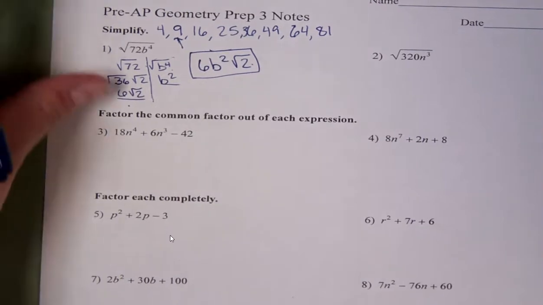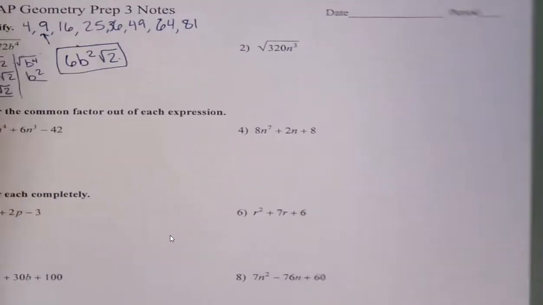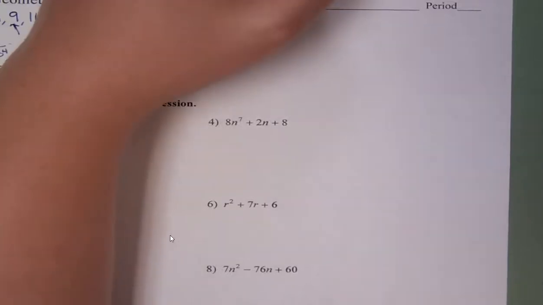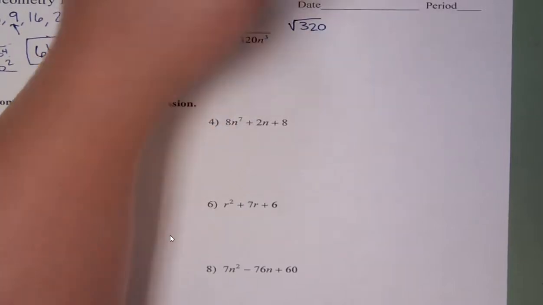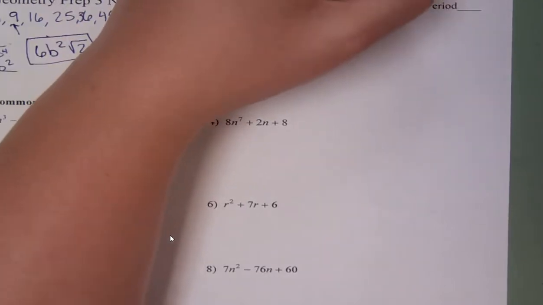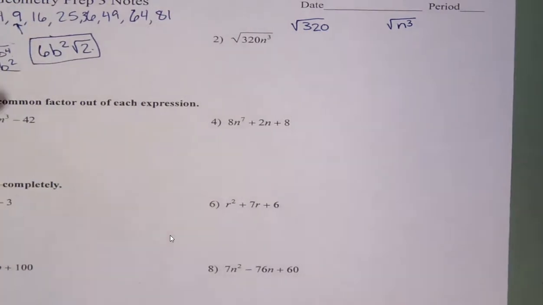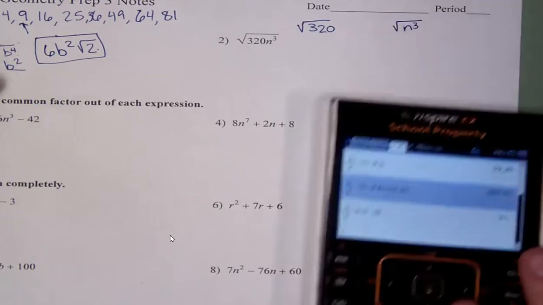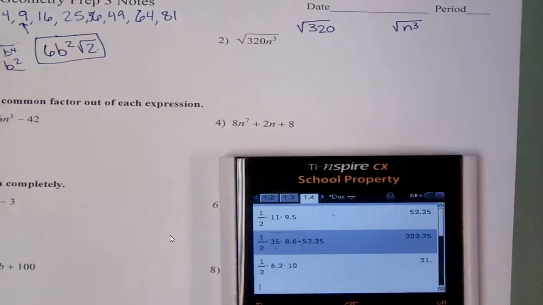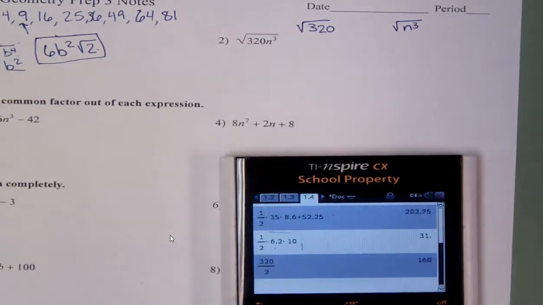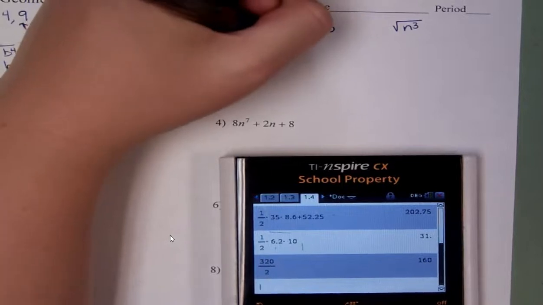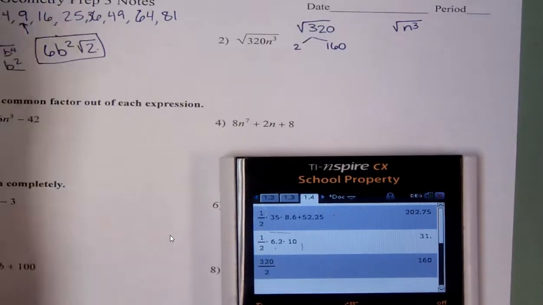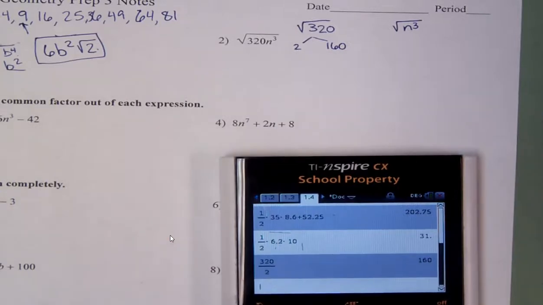Another way to solve would be to use the factor tree. So I'm going to go ahead and split these again. I'm going to write it over here, the square root of 320, and then I'm also going to have the square root of n cubed. And we're going to look at these separately. So if I'm just making a factor tree out of this, I'm going to take 320 and divide it by 2. So I get 160, so 2 and 160. And then I'm going to continue.